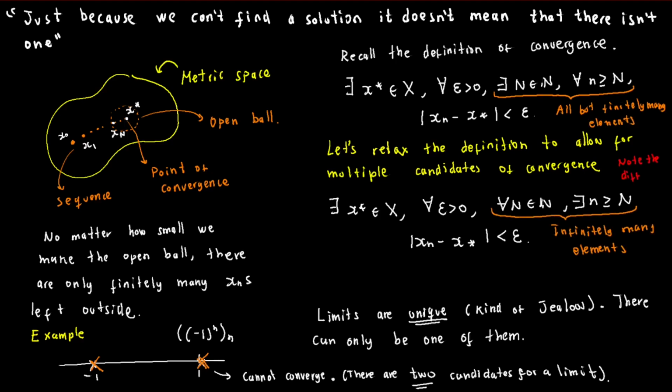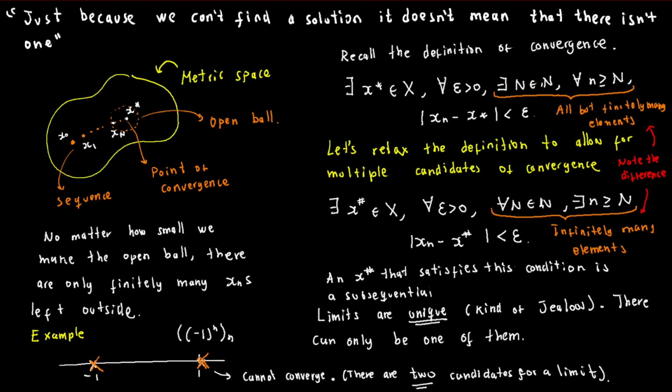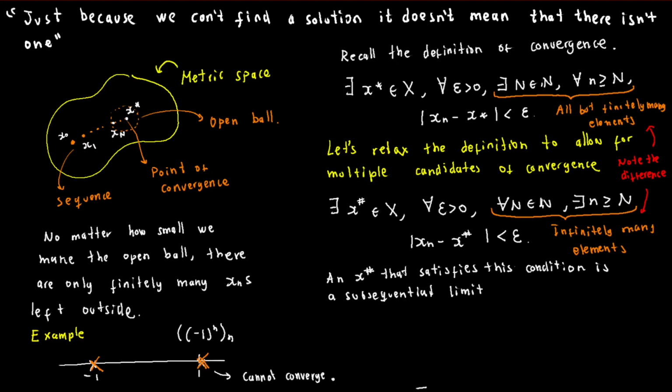Now that we know that some sequence may have multiple candidates to a limit, we can introduce the concept of subsequential convergence. A sequence xn subsequentially converges if there exists a point x sharp such that for every ball around x sharp and for every capital N, we can find a little n larger or equal to capital N such that xn belongs to that ball. In other words, the sequence gets infinitely close to x sharp, even if only a subset of it does. We call any x sharp that satisfies this condition a subsequential limit of xn.